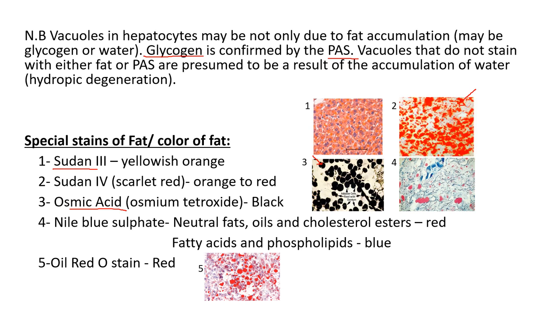Or Nile blue sulfate, which stains neutral fat, oils, and cholesterol esters red in color, and fatty acids and phospholipids blue in color. And Oil Red O stain, which stains fat red in color.